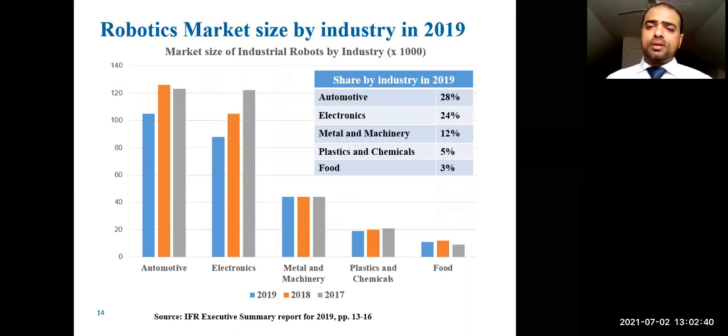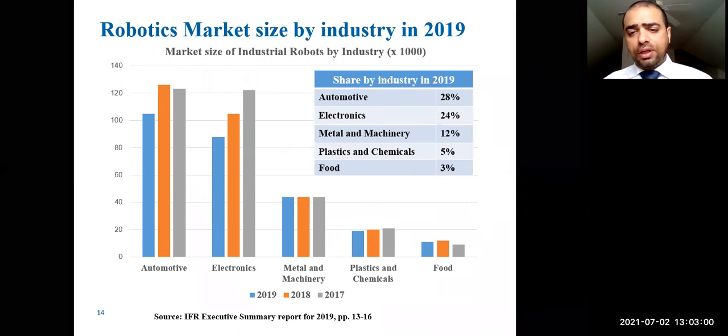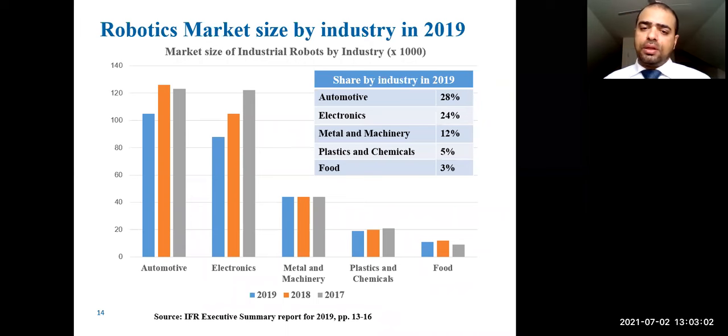Now let's look at the market based on the industry. In 2019, of course, historically, the automotive industry always takes the lead. It has the highest demand for industrial robotics. But as you see here, the electronics industry is taking over from the automotive industry. There are also other industries that are taking a big share: the metal and machinery, plastics and chemicals, and the food industries.